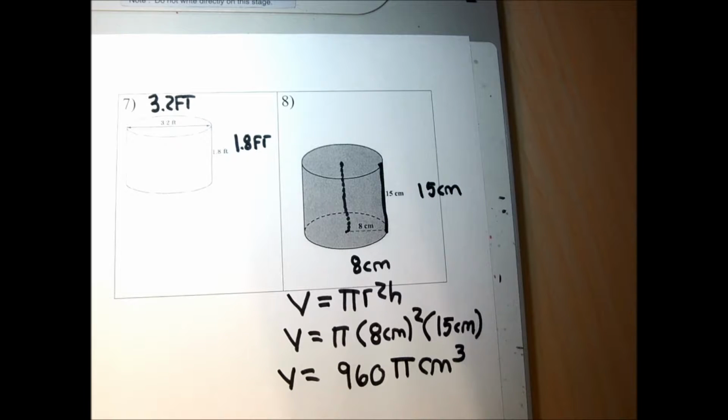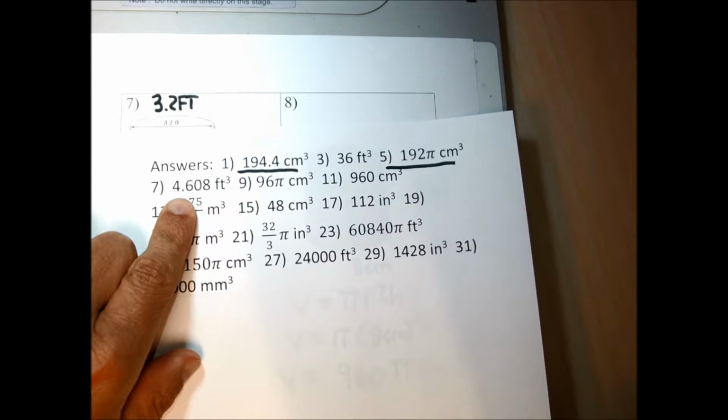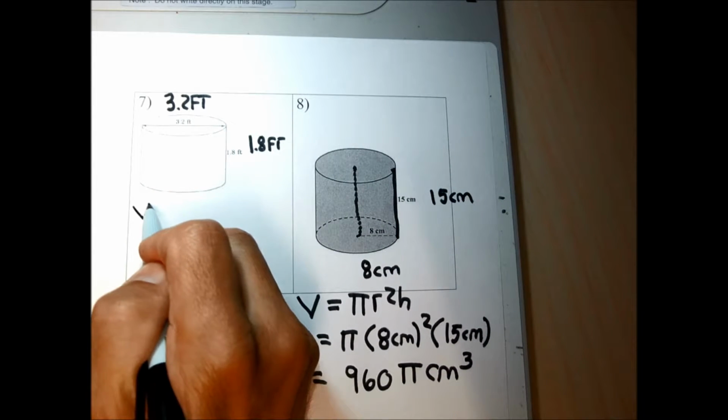For your problem 7, I didn't round. I wrote 4.608 feet. The instructions didn't say to round, but if you just, whoa. I don't like your answer to number 7. Let me do your number 7. I would probably say, I'll change this.